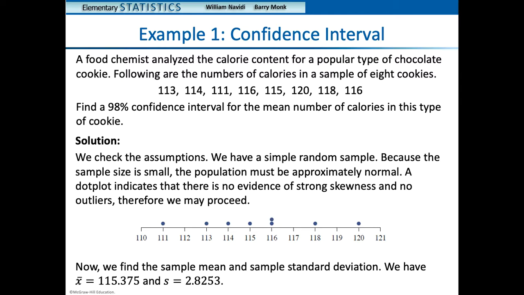Now we will need to have the sample mean and the sample standard deviation. The sample mean is found by adding up those 8 numbers and dividing by 8. And if we did that, we would get 115.375. The sample standard deviation can be computed using the method we discussed back in chapter 3, right? That's where we covered the procedure for calculating the sample standard deviation. You can do it by hand, or you can use technology to find that. But when you calculate it, you'll find it to be 2.8253 when you round it to 4 decimal places.